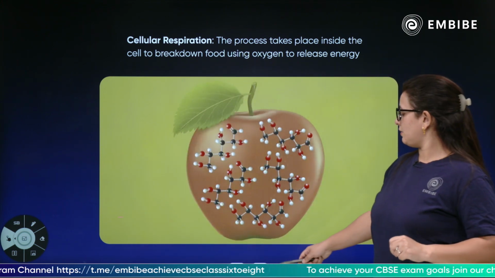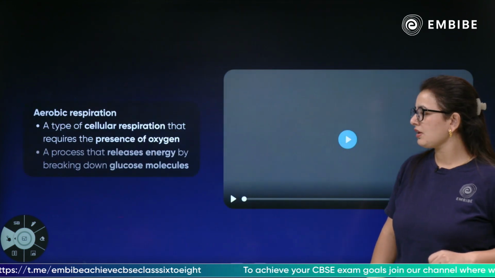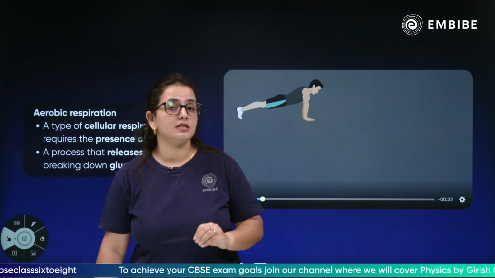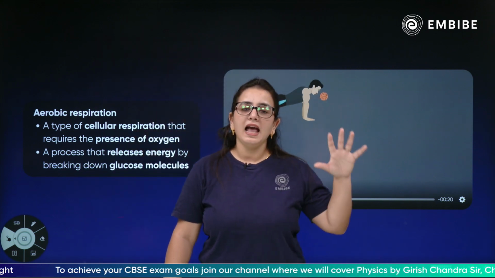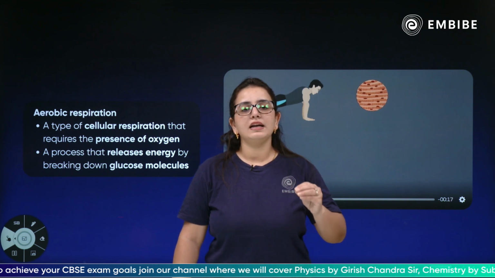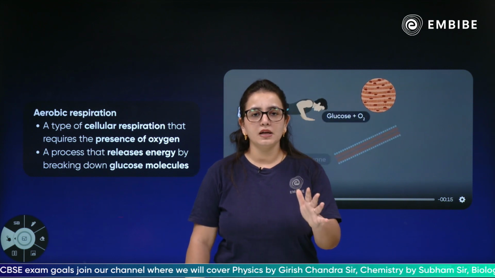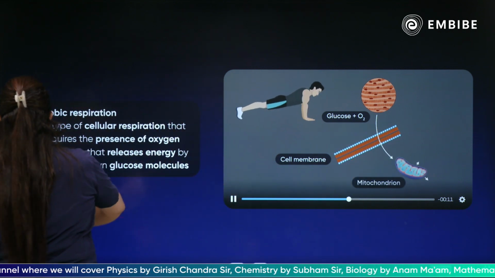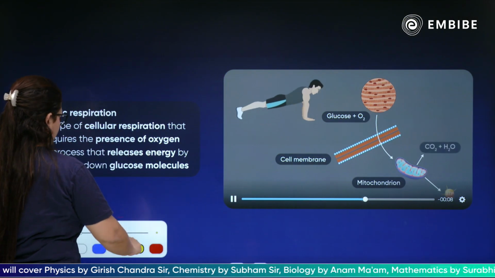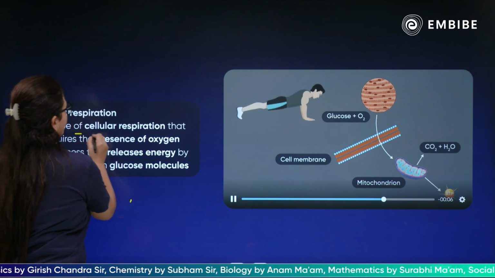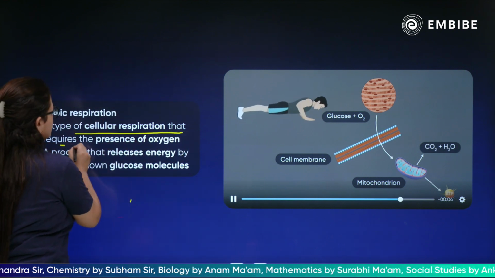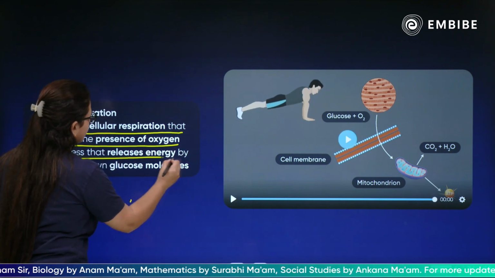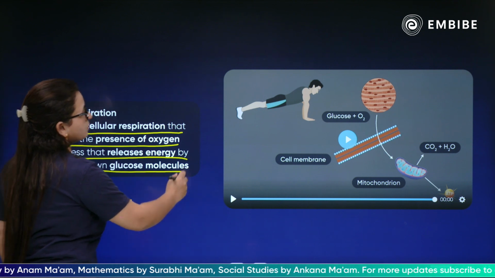Talking more about cellular respiration, we have two types of respiration going on in your body. One is aerobic respiration, the other is anaerobic respiration. What is the difference between aerobic and anaerobic respiration? Talking about aerobic respiration, children, it is a type of cellular respiration that requires the presence of oxygen. Yes, it is the process in which energy is released by breaking down the glucose molecule.